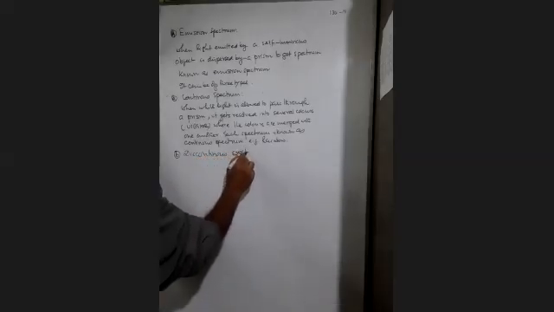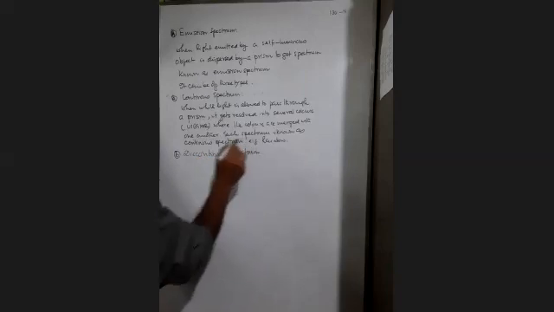B. Discontinuous spectrum. What is discontinuous spectrum? So you'll find between the different colors, a gap is there. And that gap will come as a black band. This is called discontinuous spectrum.